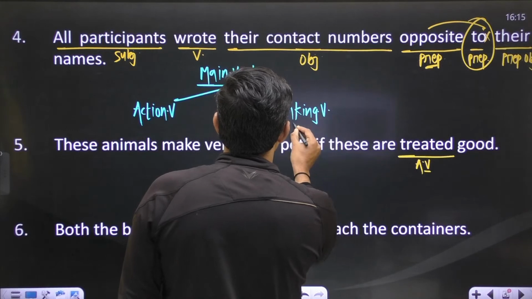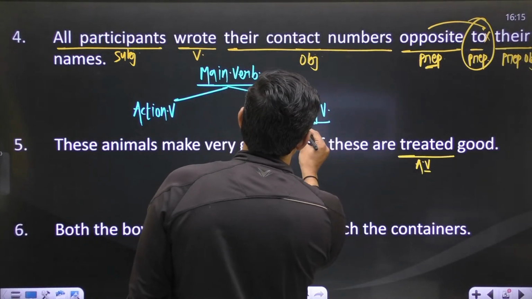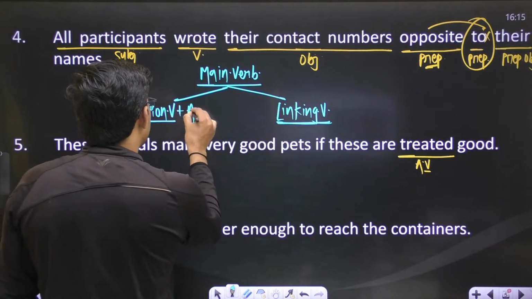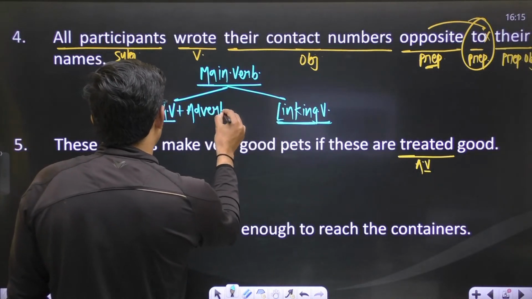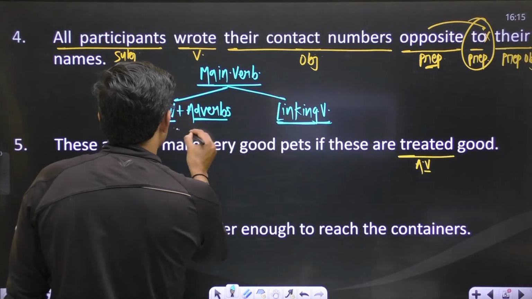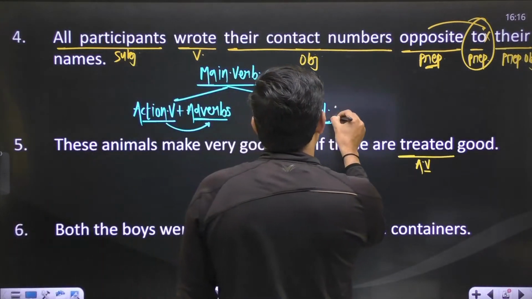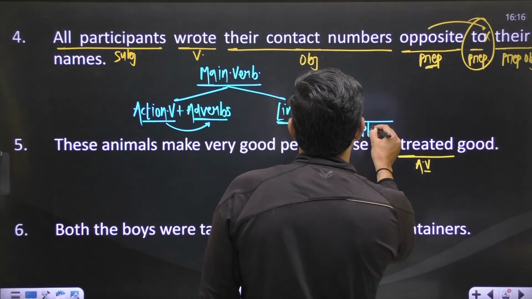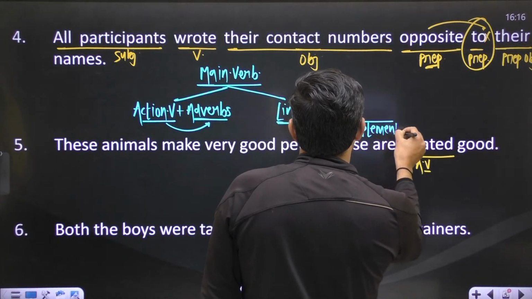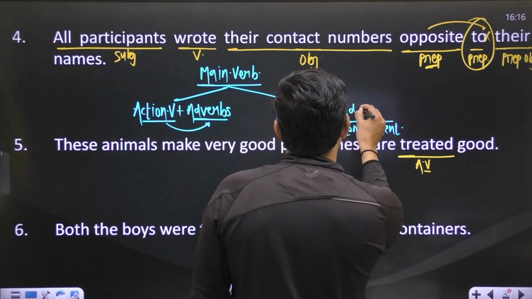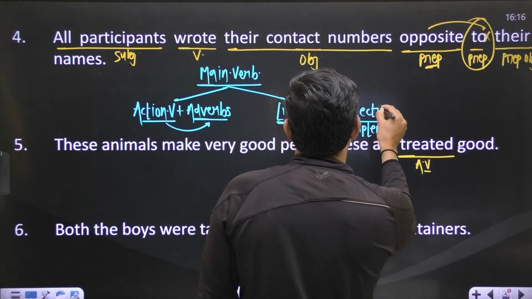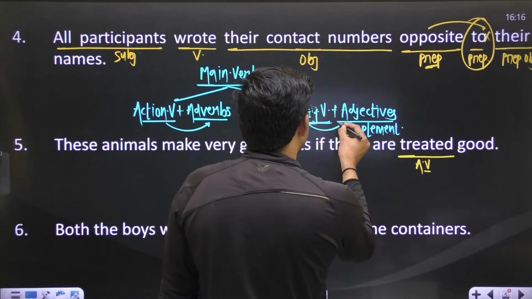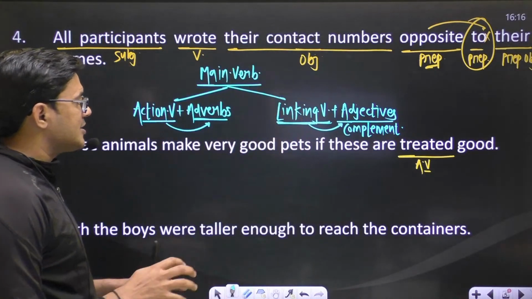Linking verbs are those which link. Okay, make sure action verbs are followed by adverbs, right? And linking verbs are followed by a complement, and a complement can be a noun, pronoun, or adjective. So linking verbs are followed by adjectives, and action verbs are followed by adverbs. So this is the concept.